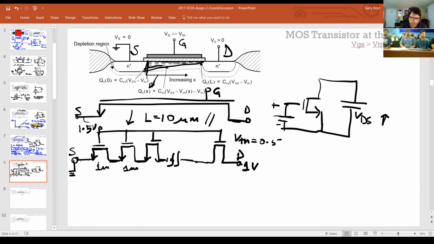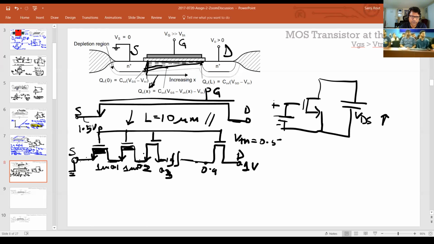If I divide them into 10 equal parts, this will have 0.9 volts, this will have 0.4, this will be 0.3, 0.2, 0.1, you get the idea. So you can see that the gate to source voltage here is 1 volt, so the channel will be pretty heavy here. The gate to source voltage is dropped by 0.1 volts, so this will be a little bit thinner channel.